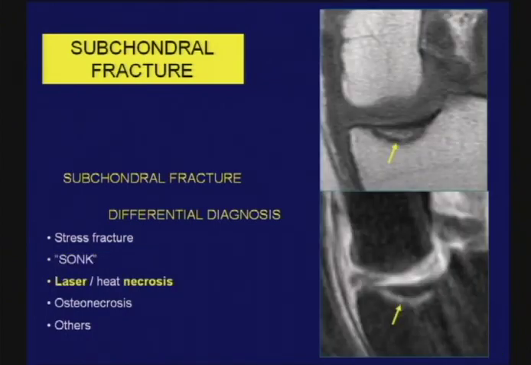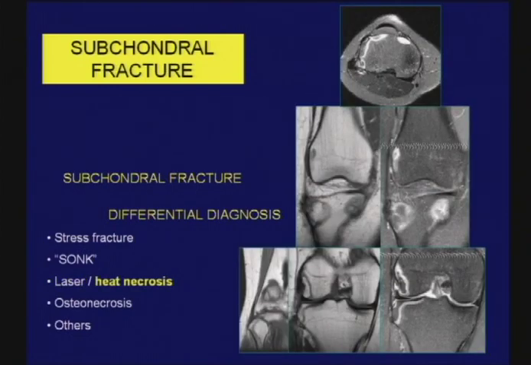Laser and heat necrosis. You know, they use lasers during arthroscopic surgery. They create heat. It injures the subchondral bone. This is a characteristic pattern. It's kind of a curvilinear line within the subchondral bone. It looks a lot like a subchondral fracture or even an osteochondral fracture. Consider laser heat necrosis.